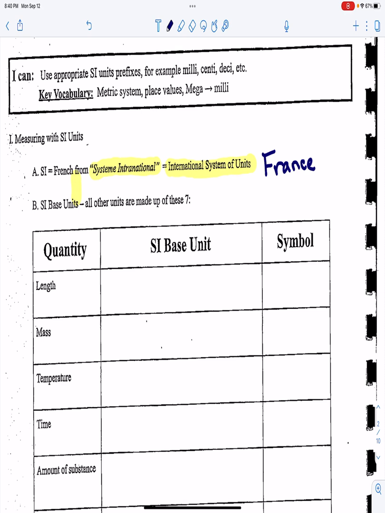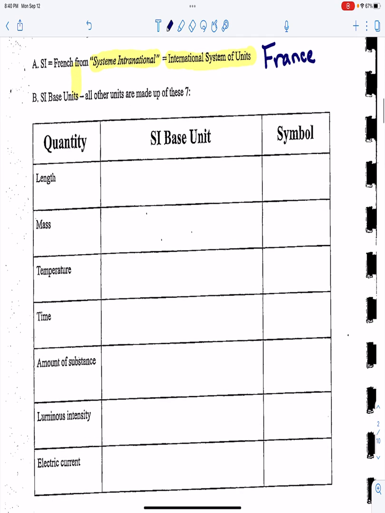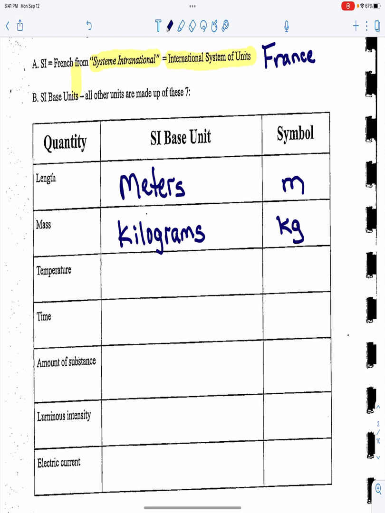So there are some SI base units. All other units are made up of these. We'll talk about what a base unit is and what a derived unit is. A base unit for length is meters. You're going to fill this in on your note page. The abbreviation is m. For mass, the base unit is kilograms. Yes, we do use other units for mass, but the base unit is kilograms, and that is lowercase k, lowercase g.